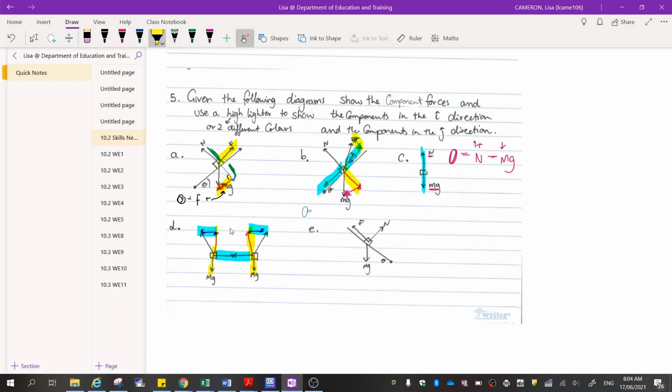So then I only start looking at things that are in the same axis and resolving them to equal 0. If it's something that's moving, if it's got acceleration, that means force equals mass times acceleration. So instead of letting it equal 0, I let it equal ma.